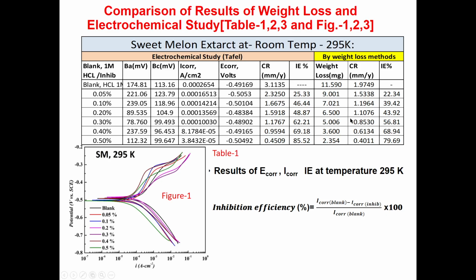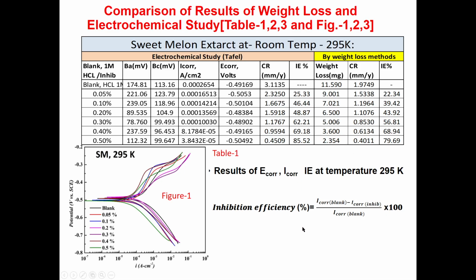In this method, we find out the E corr and I corr at different temperatures. You can see the values obtained from this analysis, and the graph between the potential versus the current density. When the inhibition efficiency is calculated, you can see that the weight loss method and the electrochemical study results are quite comparable.